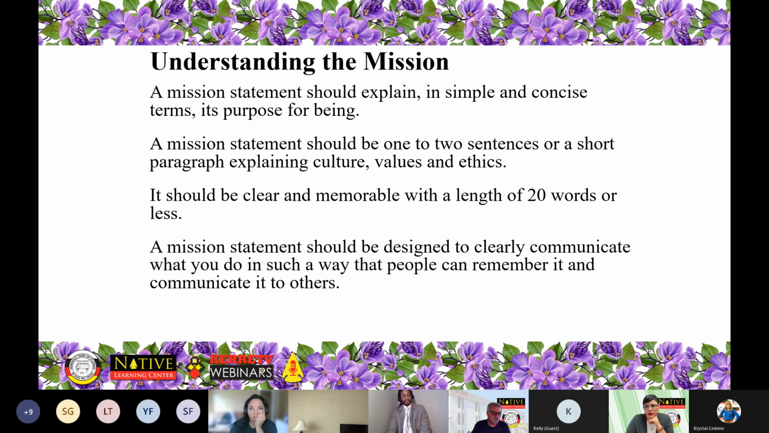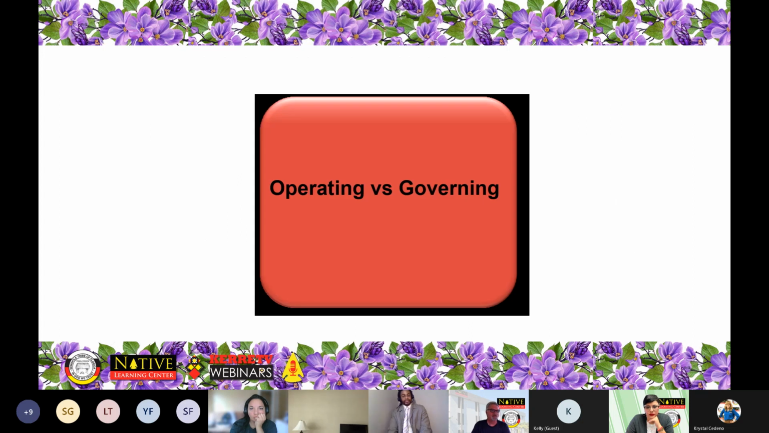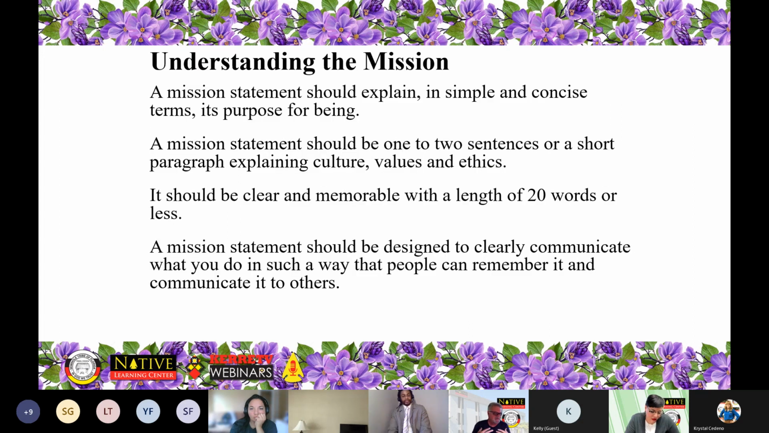As you can see on the screen here, the mission should be 1 or 2 sentences. You could go a little bit more than that, but I've seen mission statements before that are paragraphs long, 2 paragraphs, 3 paragraphs.